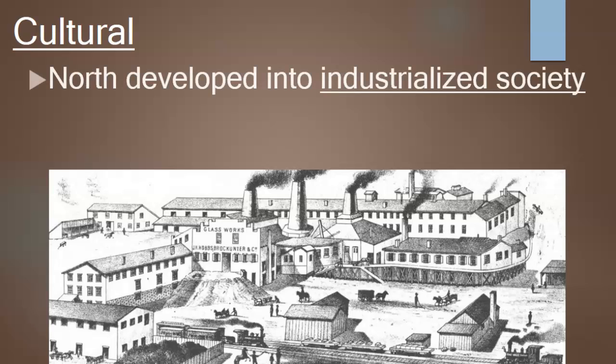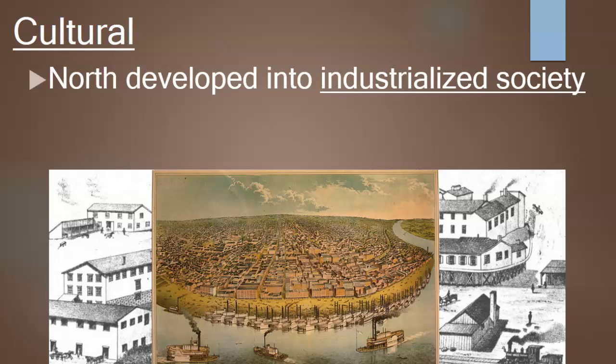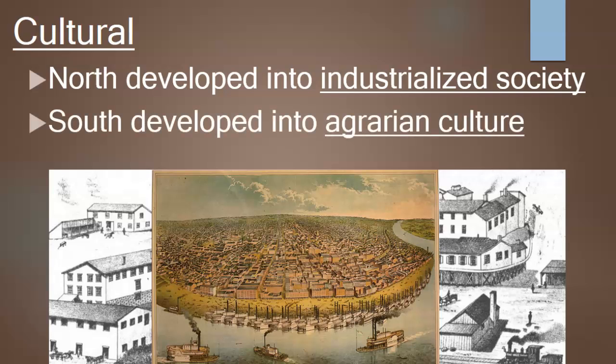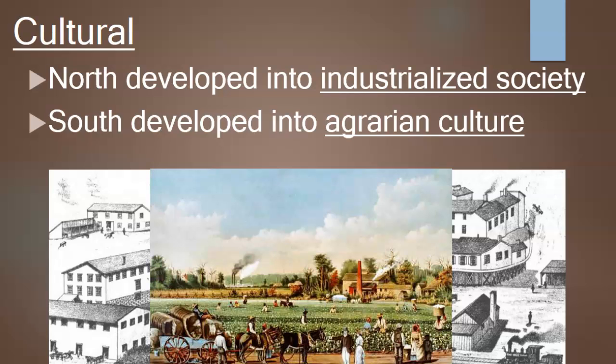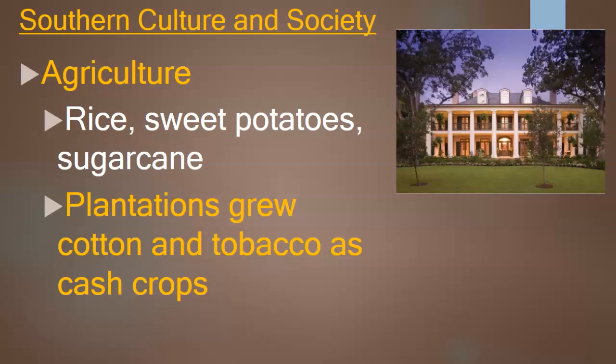Culturally, the North is going to turn to this industrial society, where we have these really big cities and lots of shipping and manufacturing, and people are just living very close together. But in the South, it turned into more of an agrarian society, an agrarian culture, which means they're going to focus on agriculture and farming. The kind of things that they grew in the South are things like rice and sweet potatoes and sugar cane.